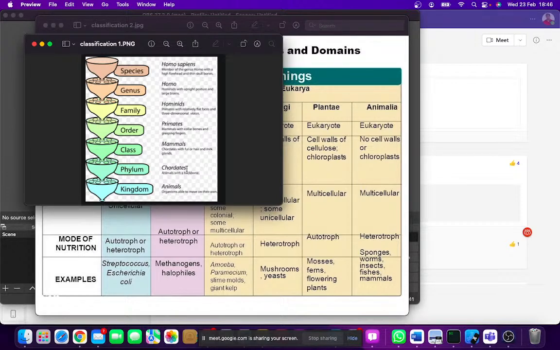When you talk about chordates, animals with backbone, there are plenty animals that have backbone. When you talk about mammals, that means chordates with fur, hair, and milk glands. You have plenty other animals like chimpanzee, monkeys. They are all under this.